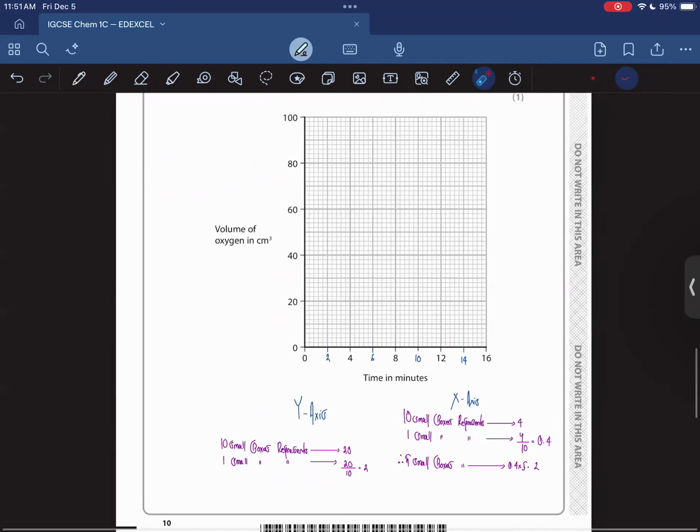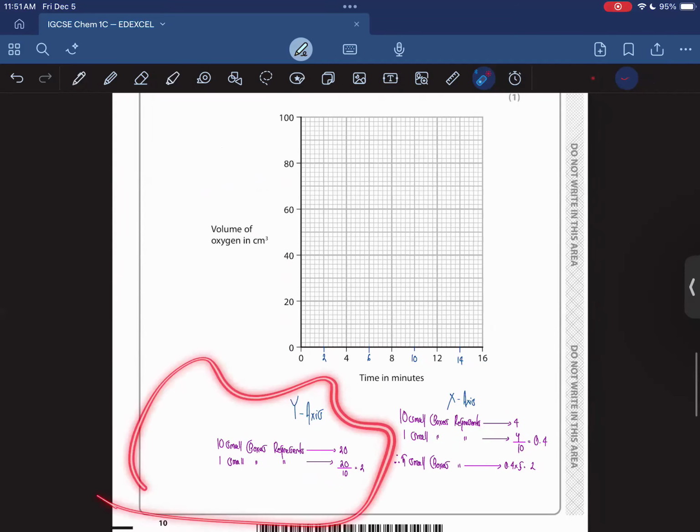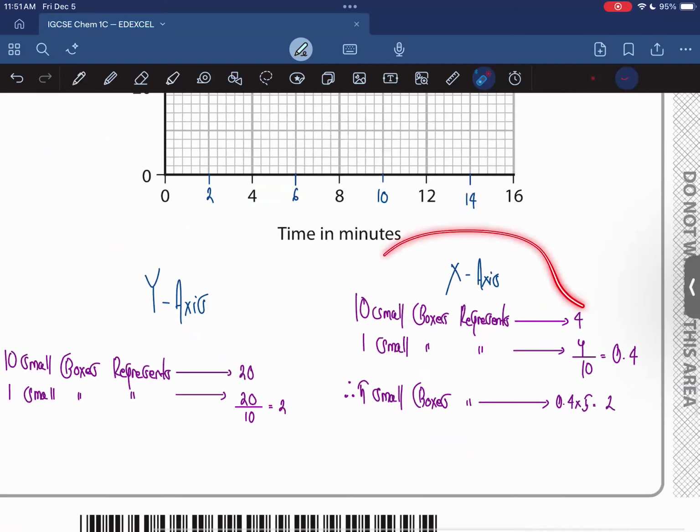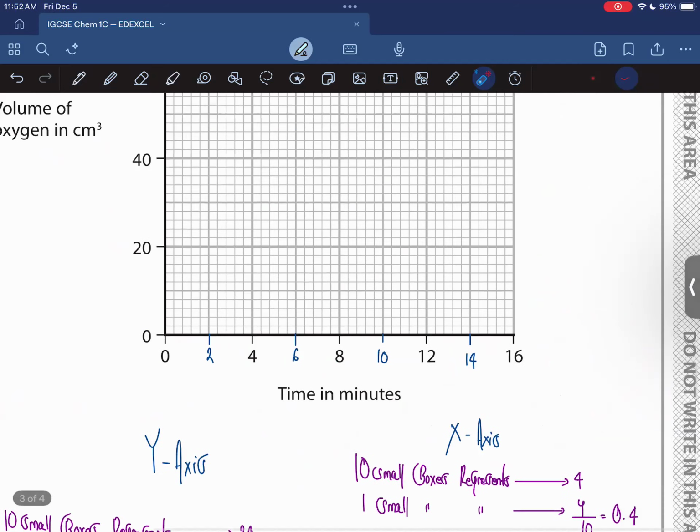Now I have the scales for both the y-axis and the x-axis. I hope you are all clear with this. If you have any issue, do let me know in the comment section below. I'll be making a separate video on figuring out the scales as well. Now let's plot this.